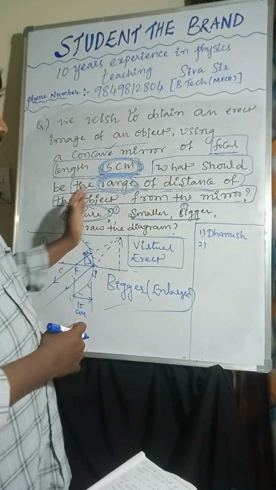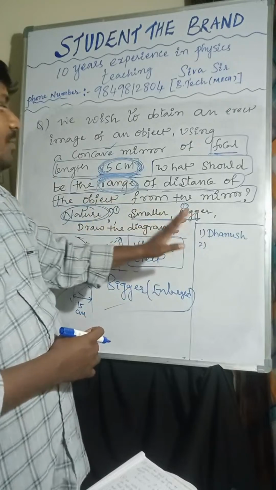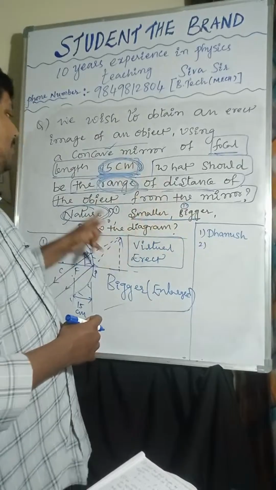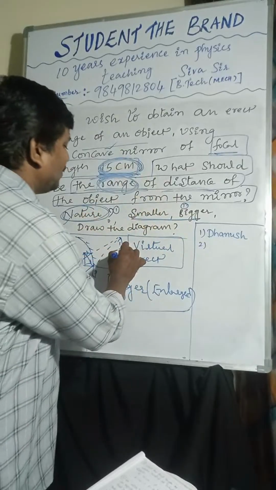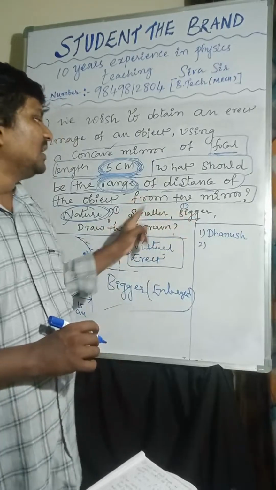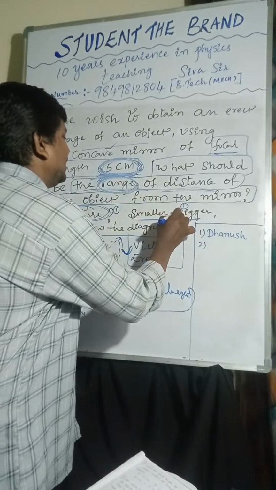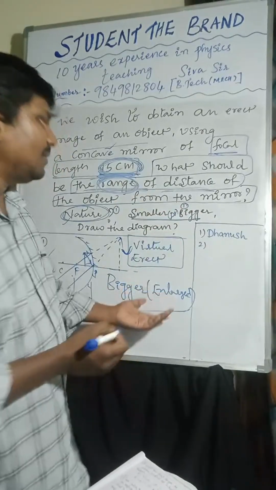Then the image will form behind the mirror. They didn't ask about position. They asked about nature. Nature is virtual and erect. Then they asked about smaller or bigger. Here it is a bigger image, that is an enlarged image.